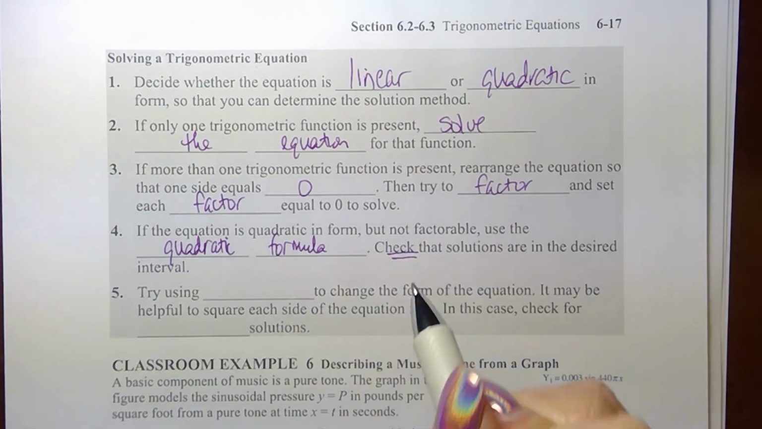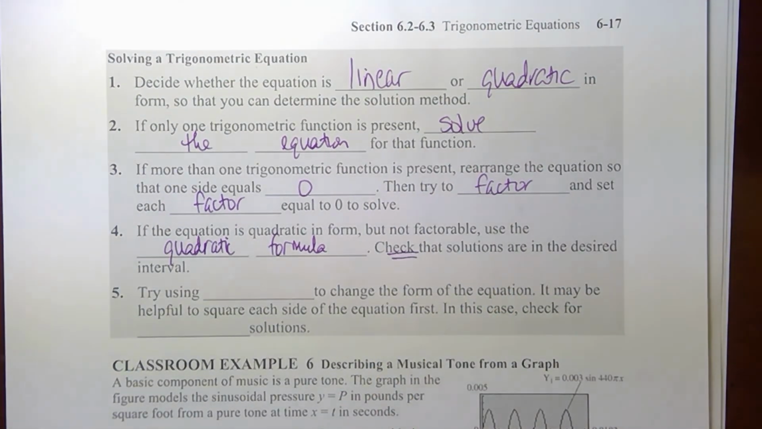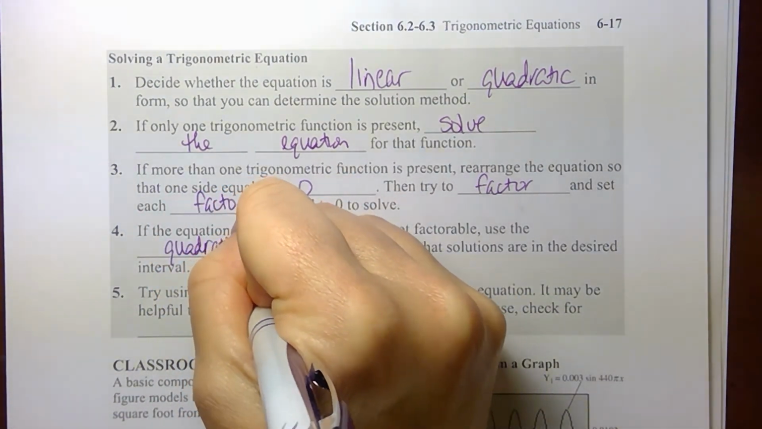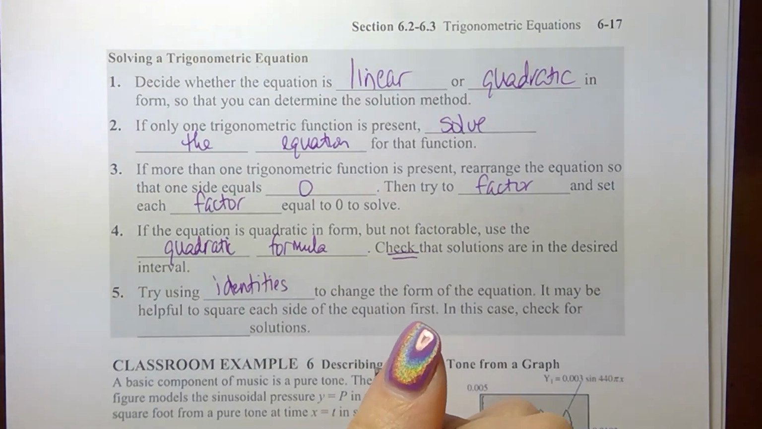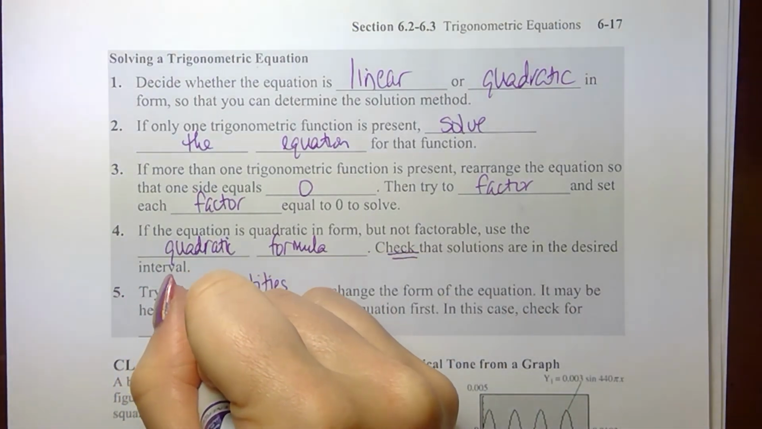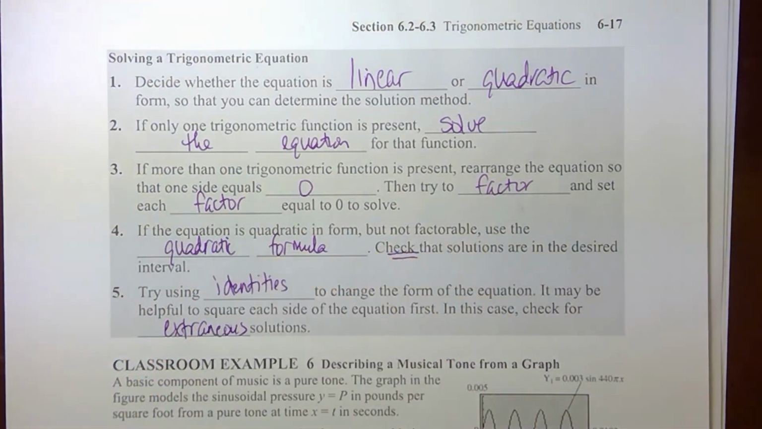Don't forget to check your solutions. Try using identities to change the form of the equation, and it may help to square each side first. If you square, make sure you check for extraneous solutions.